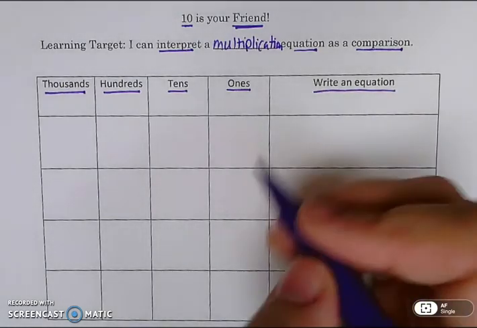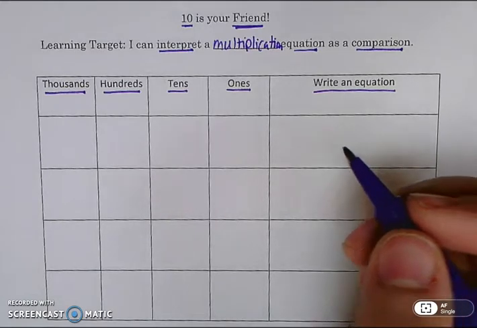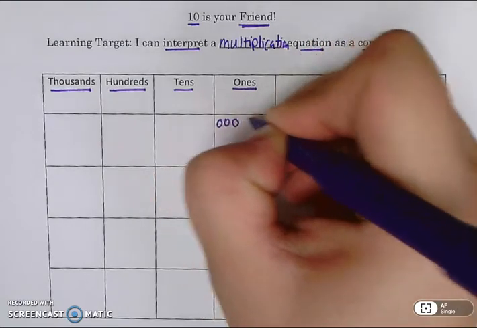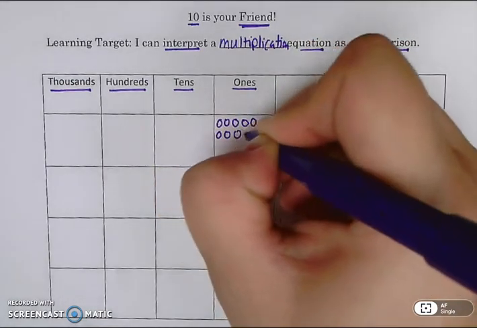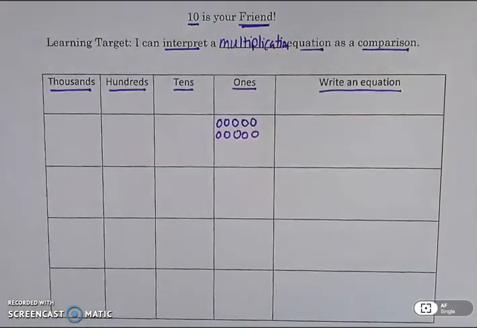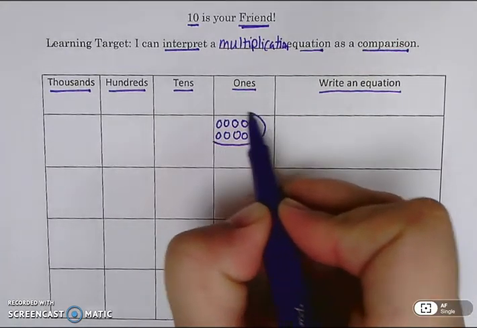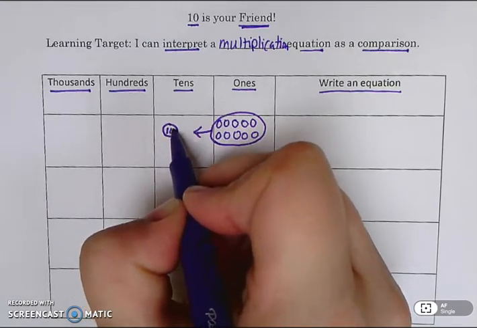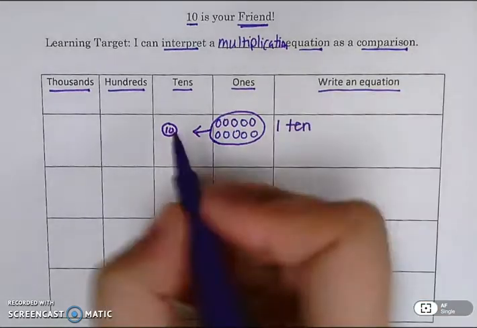So we're going to draw some counters to help us with this. So first what I want to do is draw 10 ones. So 1 one, 2 ones, 3 ones, 4 ones, 5 ones, 6 ones, 7 ones, 8 ones, 9 ones, and 10 ones. So there would be 10 ones. And we need to think, okay, what does 10 ones equal? Well, I know that if I have 10 ones, that's going to equal 1 ten.